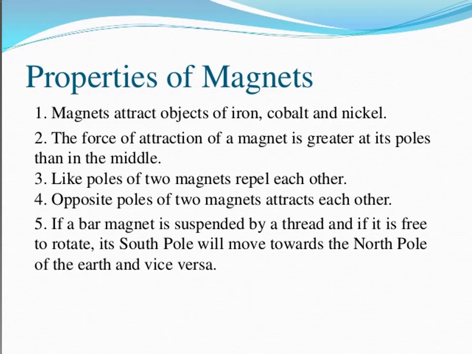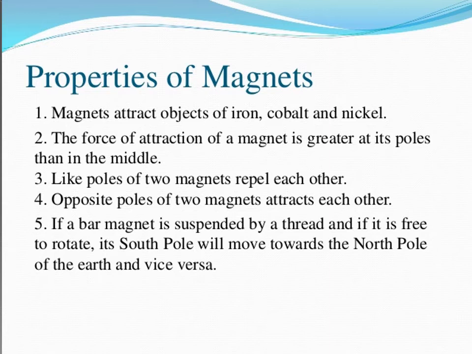If a bar magnet is suspended by a thread and is free to rotate, its south pole will move towards the north pole of the Earth and vice versa. Do you understand? Right. These are the basic properties of magnets.